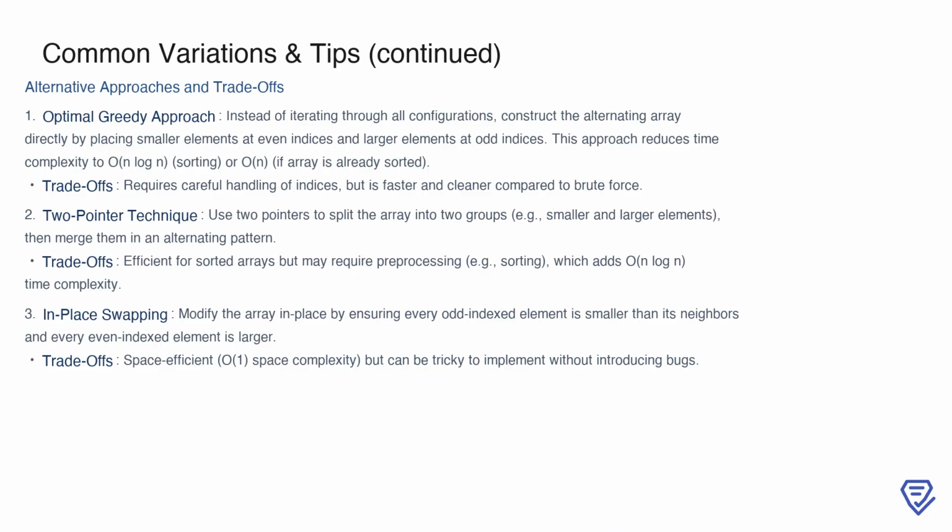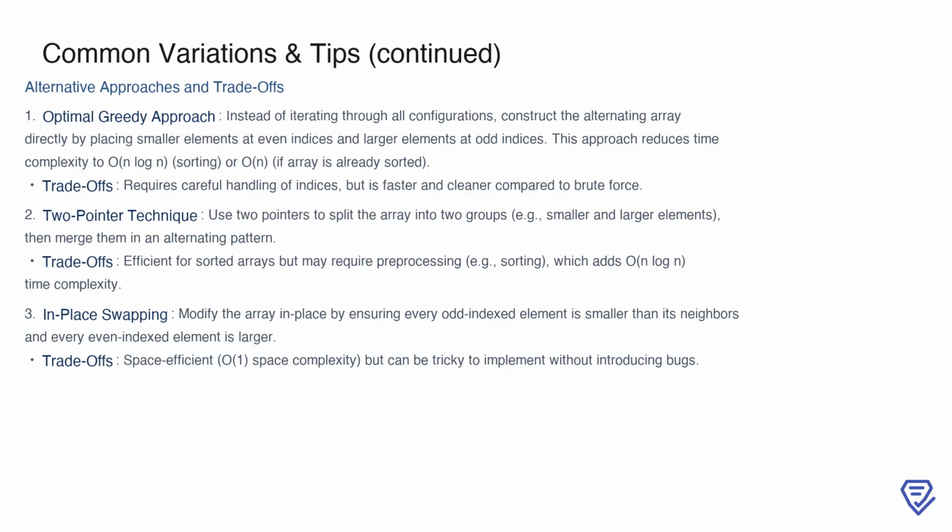When it comes to alternative approaches, one of the most optimal methods is a greedy approach. Instead of iterating through all possible configurations, you can directly construct the alternating array. For example, place smaller elements at even indices and larger elements at odd indices. This reduces the time complexity to O(n log n) if sorting is required, or even O(n) if the array is already sorted. However, this approach requires careful handling of indices to ensure the pattern is maintained.